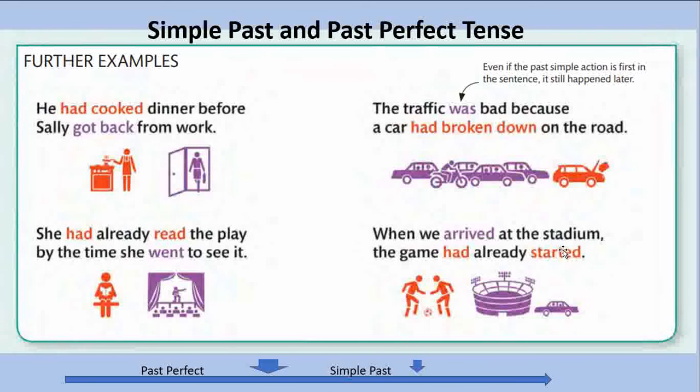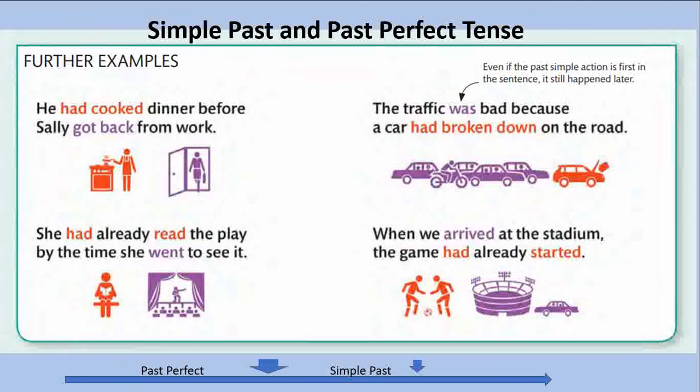When we arrived at the stadium, the game had already started. Now, when you go back on the timeline, the arriving part comes first. So that is simple past, arrived. The game had already started. Had started is past perfect. So that is how the sentence is constructed. The action that is nearest to you on the timeline is in simple past. The action that is far away to you on the timeline in the past is past perfect.